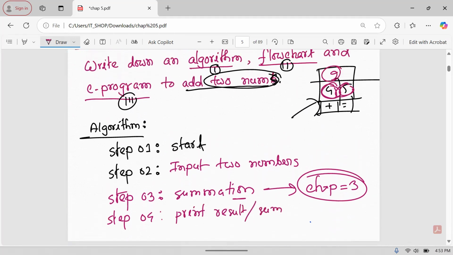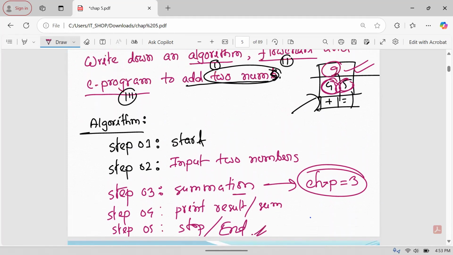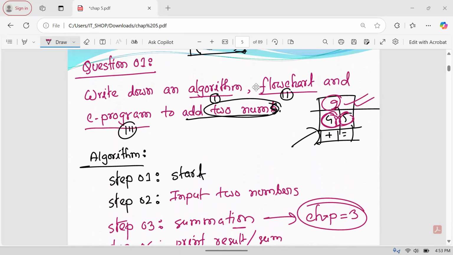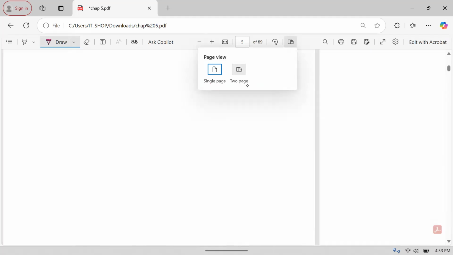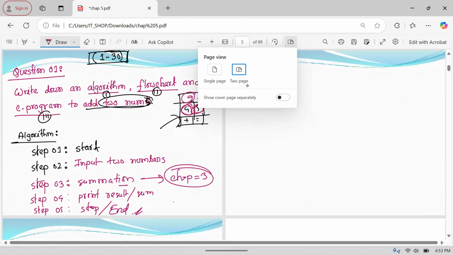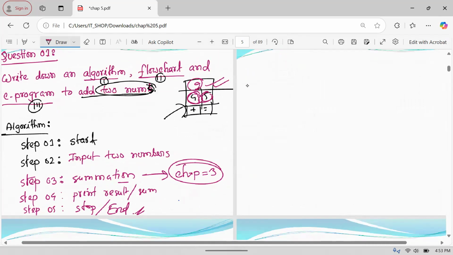When I get the result, my work is done. So step 5 is stop, or you can write end. Okay, so this is the algorithm part. Now I want to convert this algorithm to flowchart format.